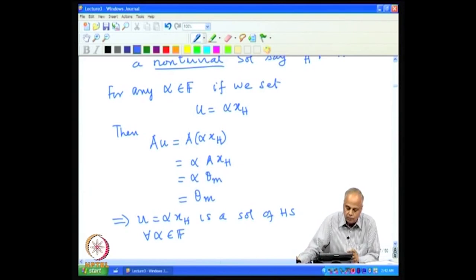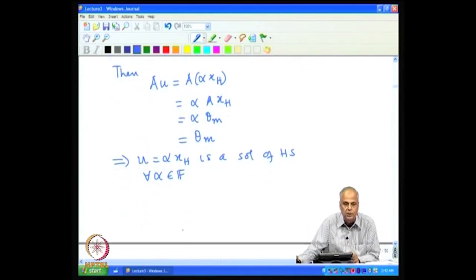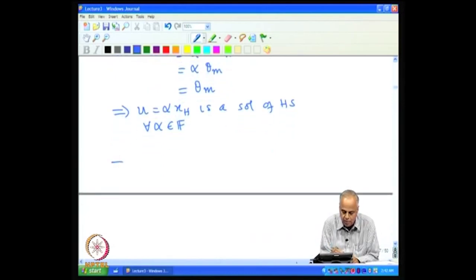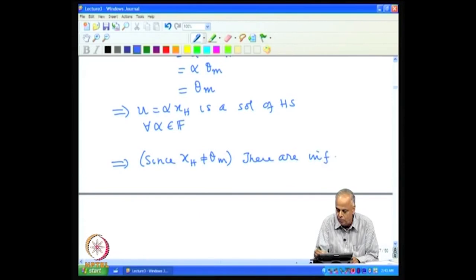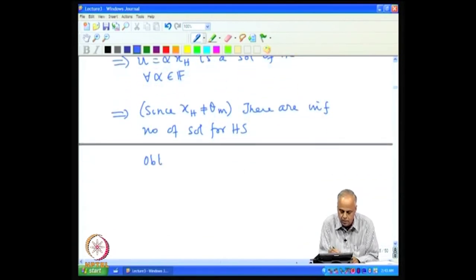So, the moment the homogeneous system has a non-trivial solution x h, we have alpha x h, as alpha varies over F, giving different solutions for the homogeneous system. This implies, since x h is not theta m, there are infinite number of solutions for the homogeneous system obtained by varying alpha over F.